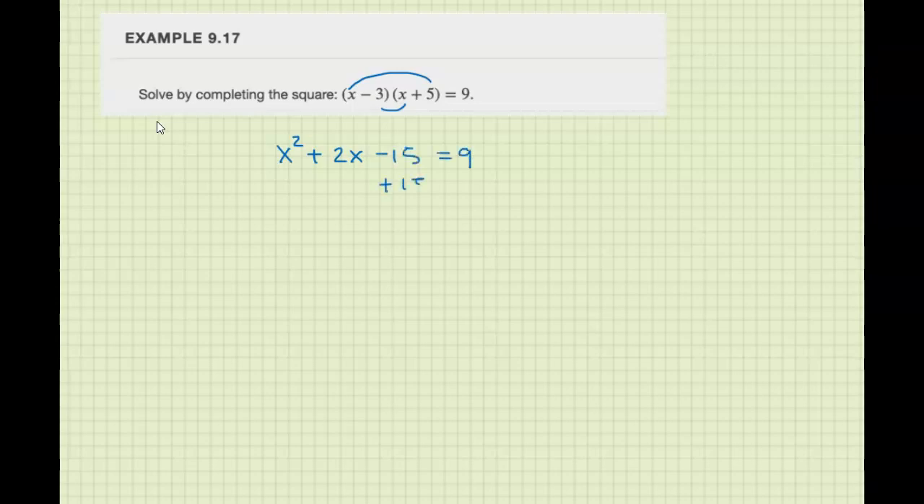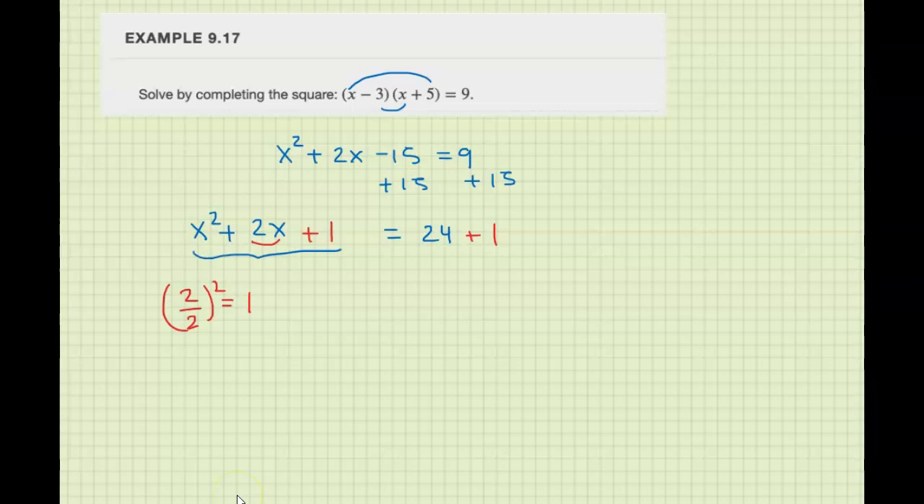Then we add the 15 to both sides. We want the x squared and the x by themselves. We have x squared plus 2x, leave a blank, equals 24. All right, so our b is 2. We divide that by 2 and we square it. 1 squared is 1. We add 1 to this side and 1 to this side.